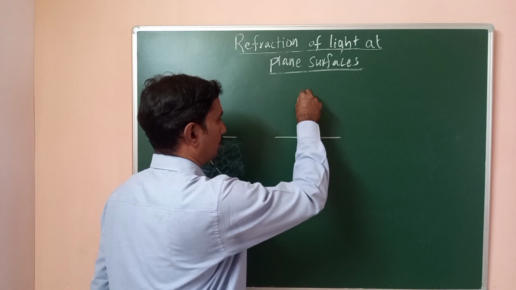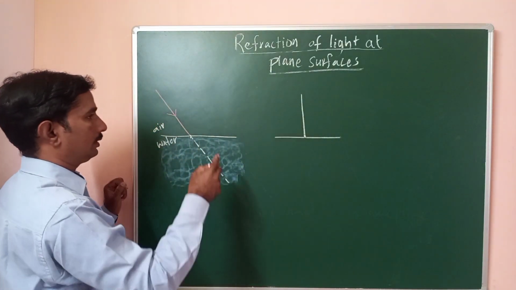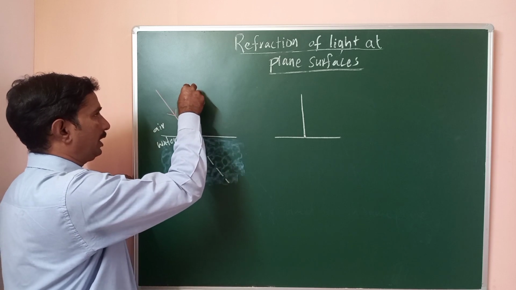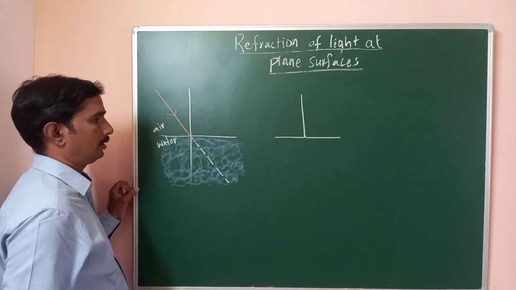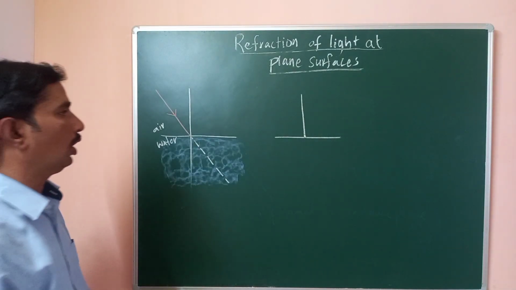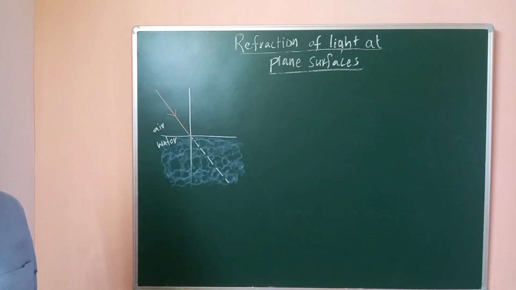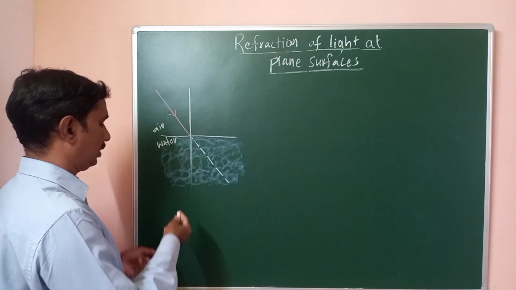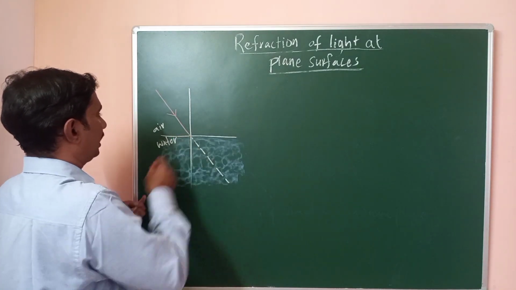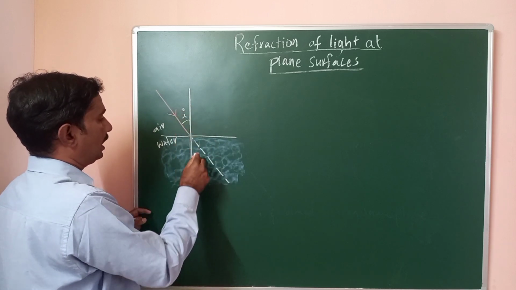We are going to draw a perpendicular line. That line is perpendicular to the surface of water. That line is called the normal. A line drawn perpendicular to the surface of water is called the normal. The angle between the incident ray and the normal is called the angle of incidence.